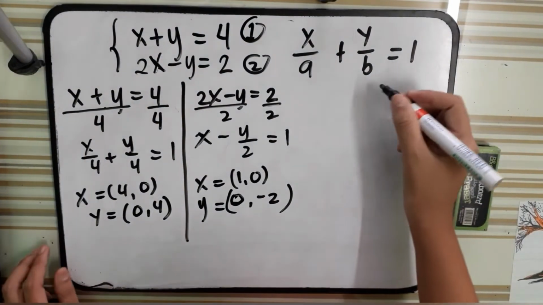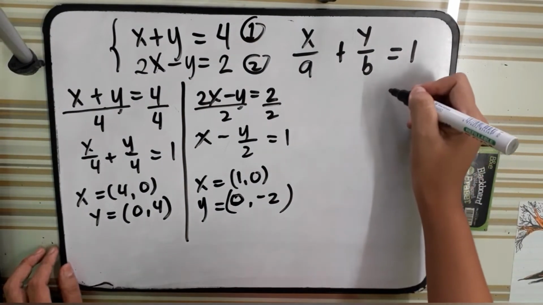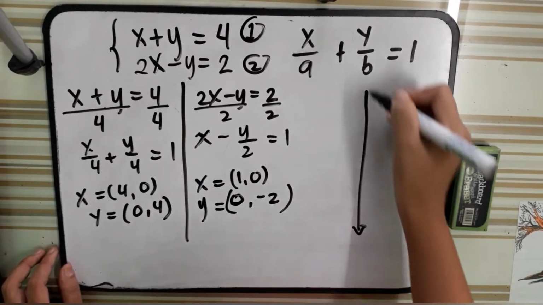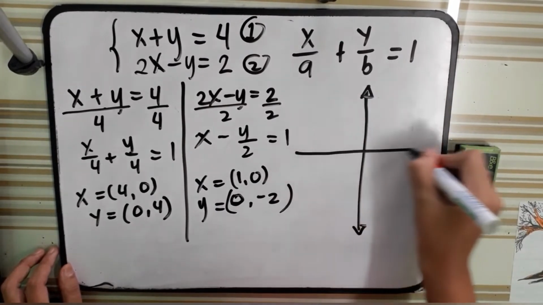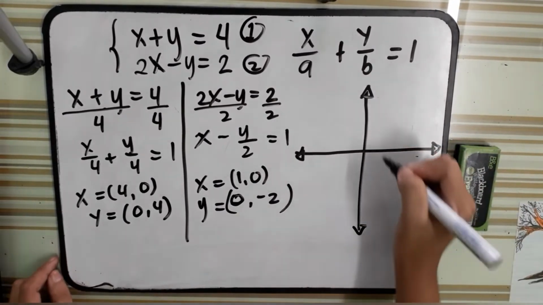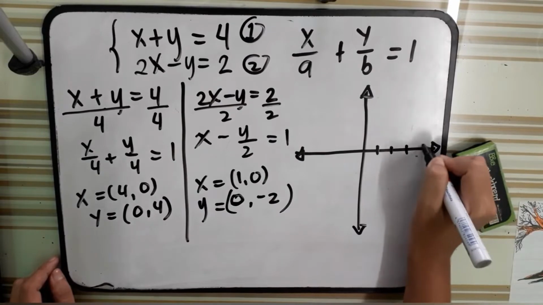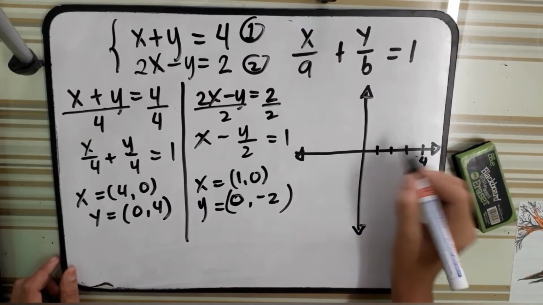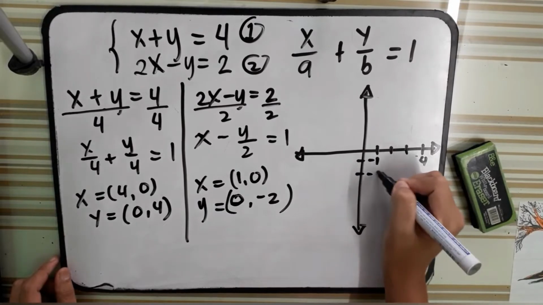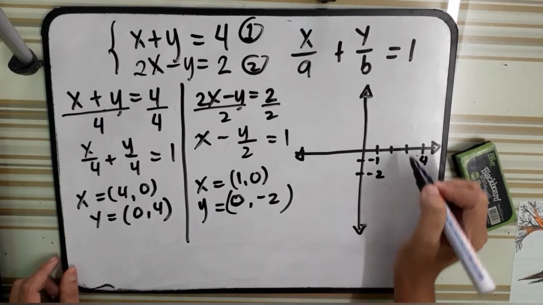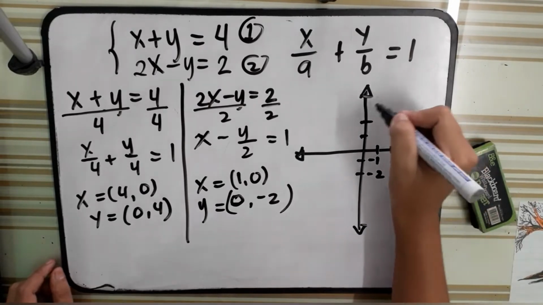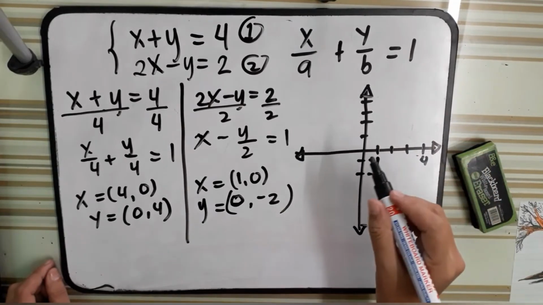We are going to make a Cartesian plane. We need to plot the points and connect them. Okay, so let's say we have here 1, 2, 3, 4. So this is 4, and this is negative 1, negative 2, and then the other one is 1, 2, 3, and 4.